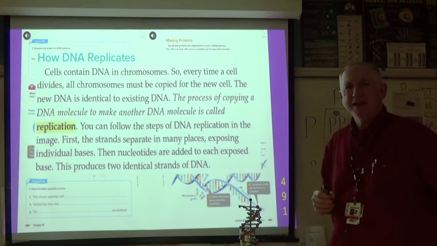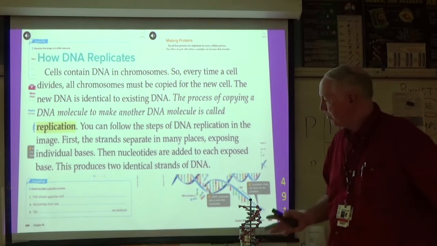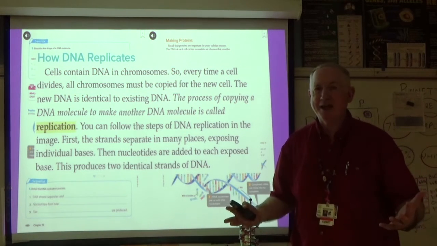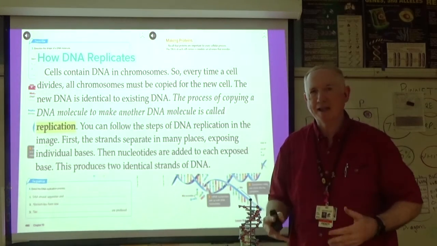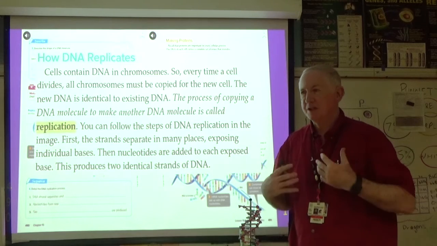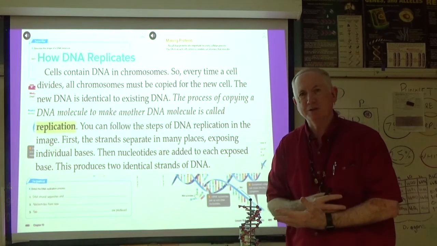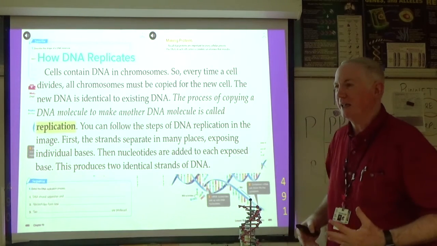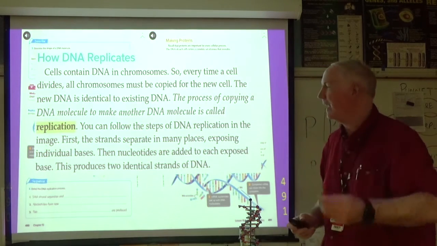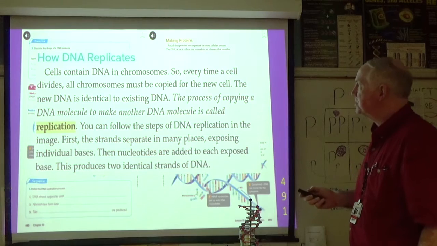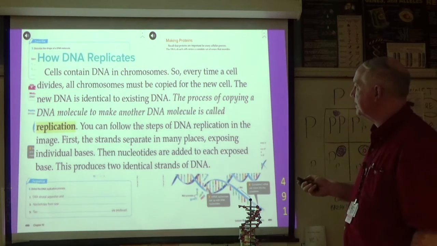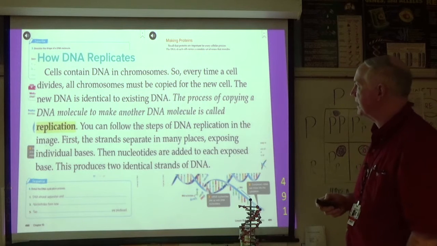We look at how DNA replicates. It's important for DNA to make copies of itself. If it can't make copies of itself, it can't make new cells. You can't grow, nor can you heal, because the only way that we heal is by making new cells. The way that we grow is by making new cells. To make new cells, the DNA has to copy itself. So this is replication. The process of copying a DNA molecule to make another DNA molecule is called replication.